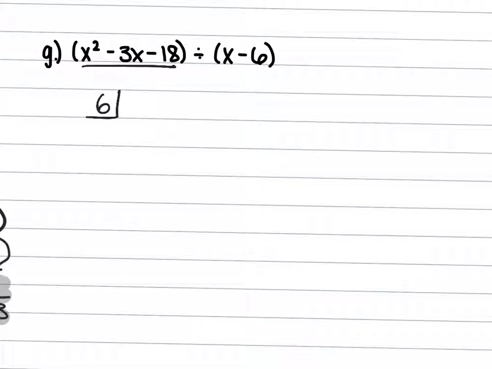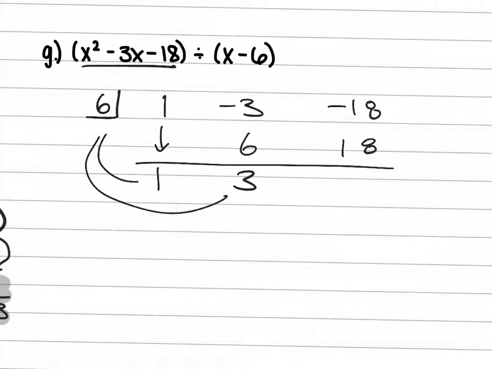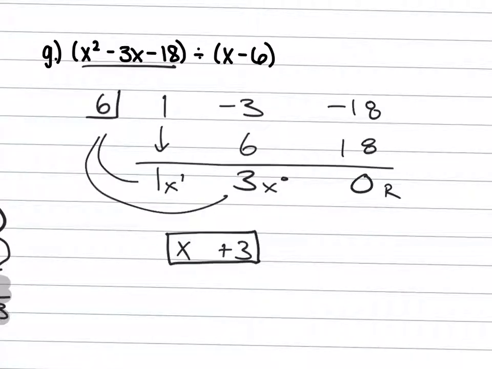Then you're gonna do 1, negative 3, negative 18. Then you're gonna add, bring the 1 down. 1 times 6 is 6. Negative 3 plus 6 is 3. 6 times 3 is 18. Negative 18 plus 18 is 0. 0 is your remainder. Put an X on every over. And then from right to left, go 0, 1, the X one. And then simplify it, X plus 3, and that's it. Done.